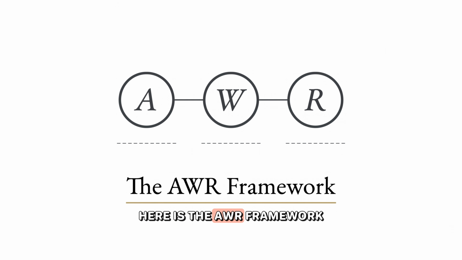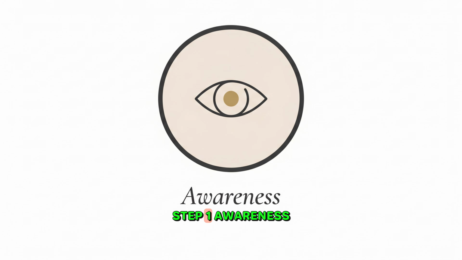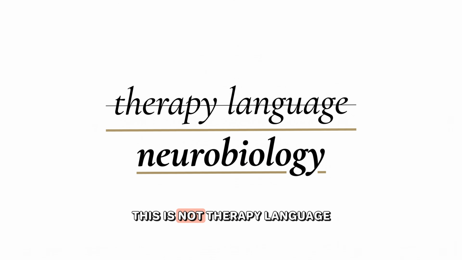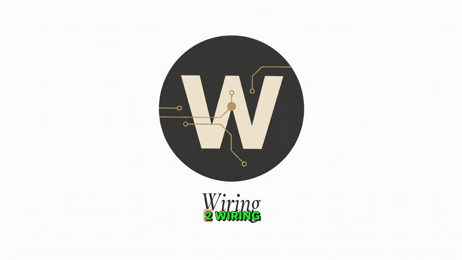Here is the AWR framework. Step 1. Awareness. Identify your pattern, not as a label, as a mechanism. My nervous system activates when someone creates distance because that distance felt like abandonment at an age when I couldn't survive it. This is not therapy language. It is neurobiology.